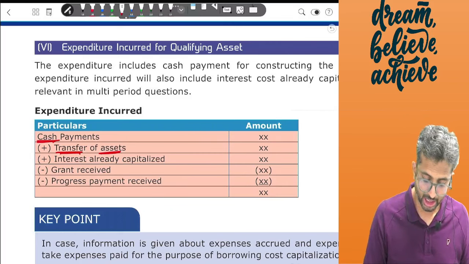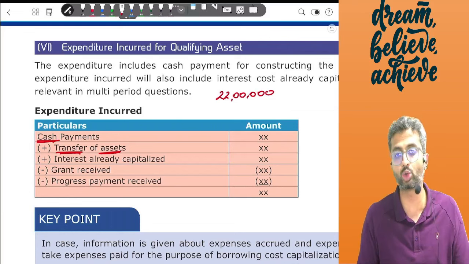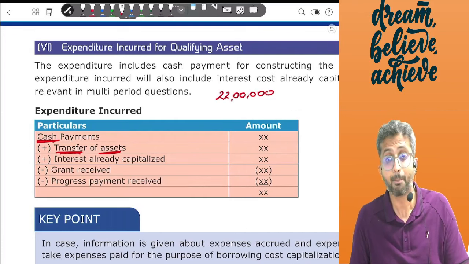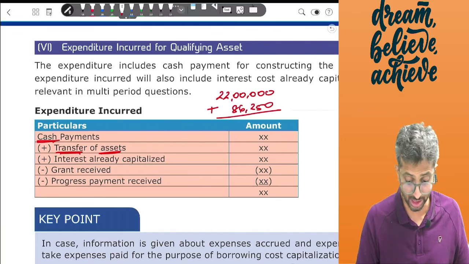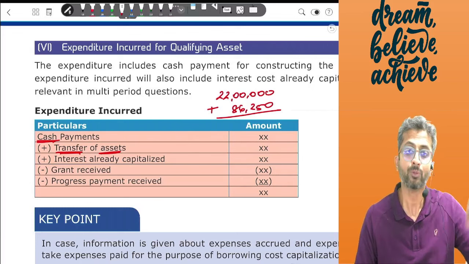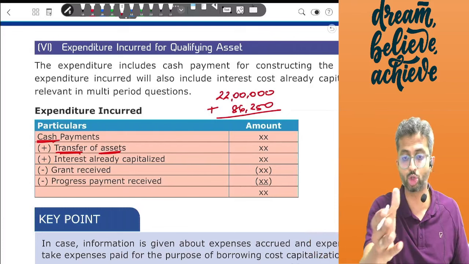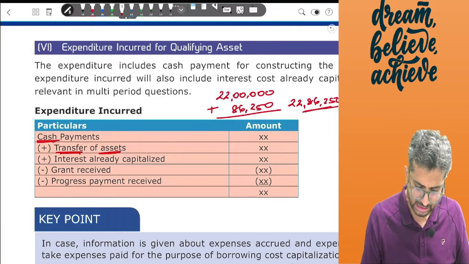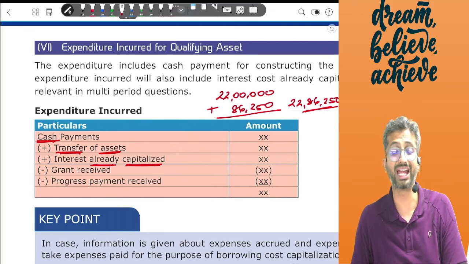Now what happens is, let us say in the last question we said that 22 lakhs, for example, was the total expenditure that you incurred for the purpose of construction of the qualifying asset. This was 22 lakhs. So if I look at my building account, machinery account, whatever it is, I will see 22 lakhs, yes. But at the end, did I also capitalize 86,250 in the earlier question that we discussed? Yes. So if someone says, what is the money that you have spent for the qualifying asset? I will say 22 lakhs I have spent, yes. But over and above that, 86,250 of interest, which was also attributable to the qualifying asset. And hence, I have probably 22 lakhs plus 86,250. And hence, interest cost, which is already capitalized, will also be a part of your expenditure incurred for the purpose of the qualifying asset.